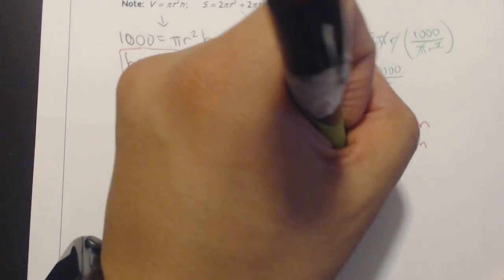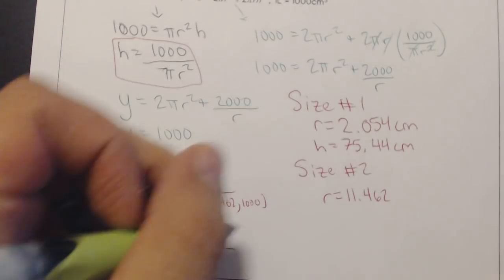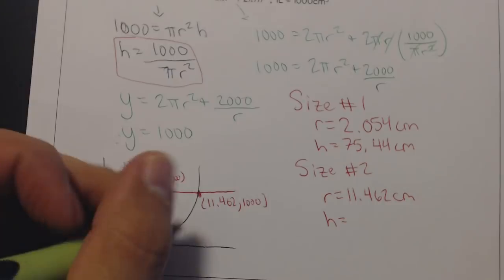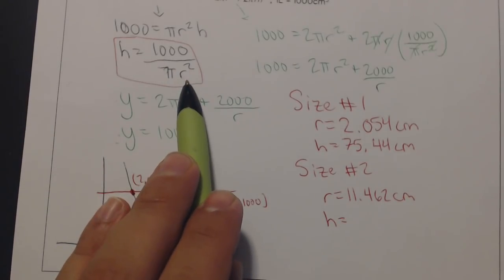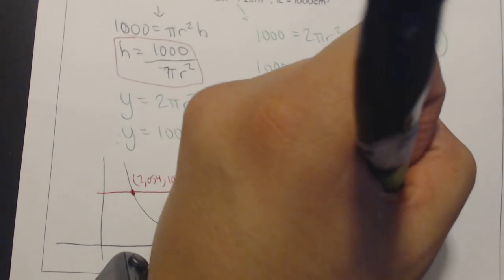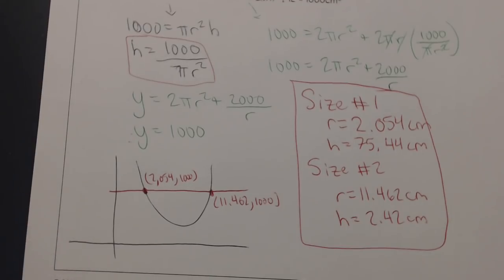And size number 2 is going to be R equals 11.462 centimeters. And my H is going to be equal to, plugging the 11.462 centimeters in here, I get H to be 2.42 centimeters. And I get my answer there. Now, let me open up Desmos so we can see what this looks like.